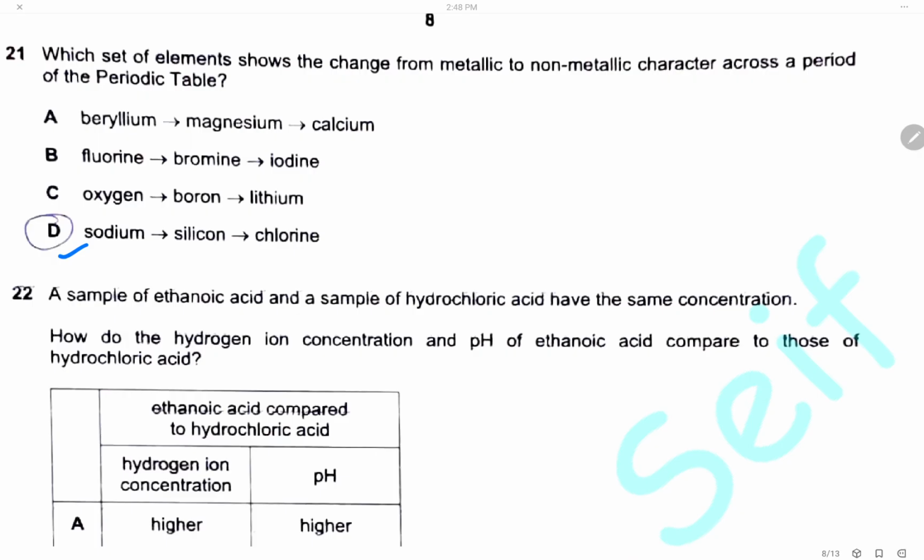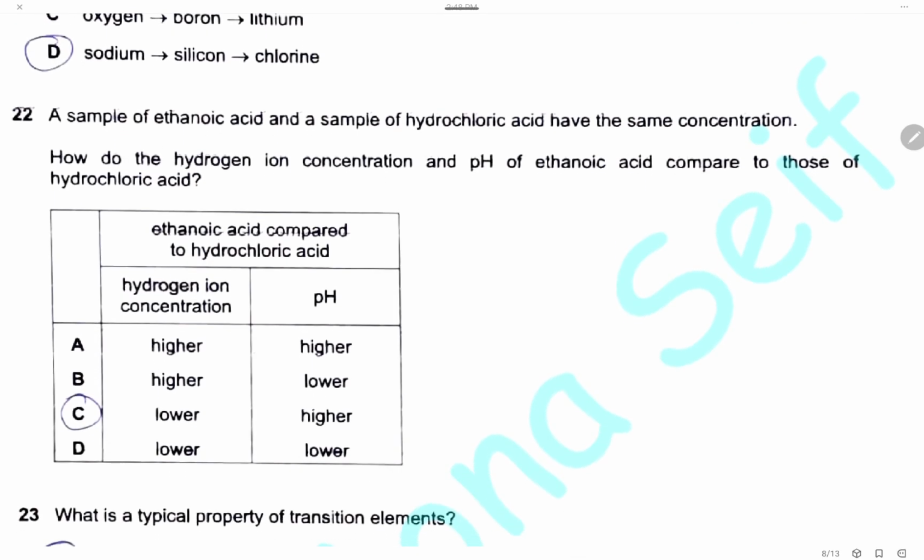Question 22. A sample of ethanoic acid and a sample of hydrochloric acid have the same concentration. How do the hydrogen ion concentration and the pH of ethanoic acid compare to those of hydrochloric acid? Ethanoic acid is a weak acid, so it will have a higher pH, and of course the hydrogen ion concentration will be less than that of hydrochloric acid. So the hydrogen ion concentration will be lower and the pH will be higher. The answer is C.